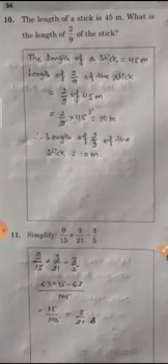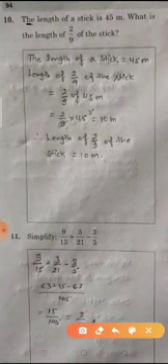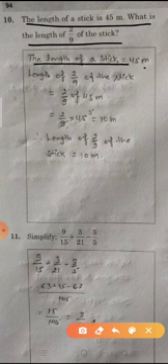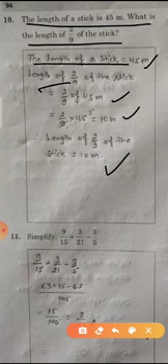Question number 10. The length of a stick is 45 meter. What is the length of 2/9 of the stick? So the length of the stick is equal to 45 meter. The length of 2/9 of the stick is equal to 2/9 of 45. So we cancel 45 by 9, 5 times. So 5 times 2 is 10 meter. So the length of 2/9 of the stick is 10 meter.